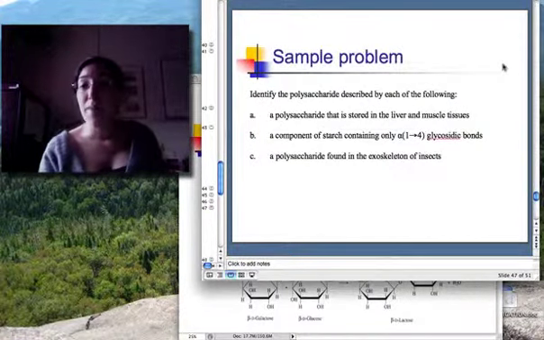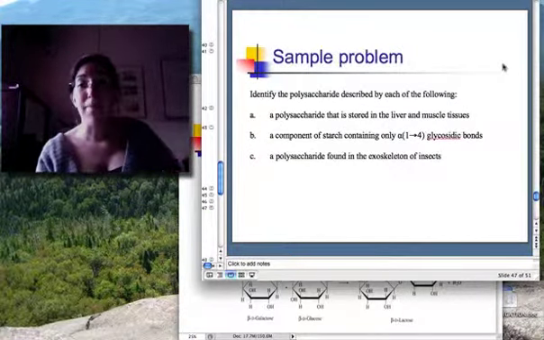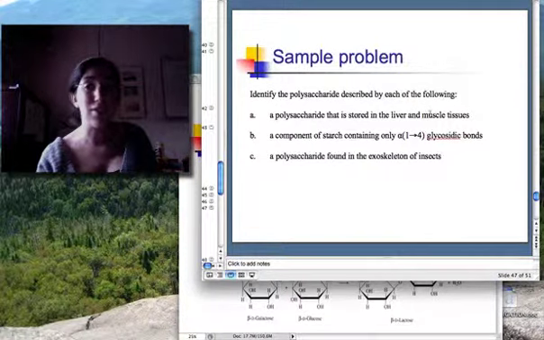So, sample problem. Identify the polysaccharide described by each of the following. A, a polysaccharide that is stored in the liver and muscle tissues. That would be, ding, ding, ding, glycogen. Glycogen is the polysaccharide that is stored in liver and muscle tissue. That's the definition. B, a component of starch containing only alpha-1,4-glycosidic bonds.